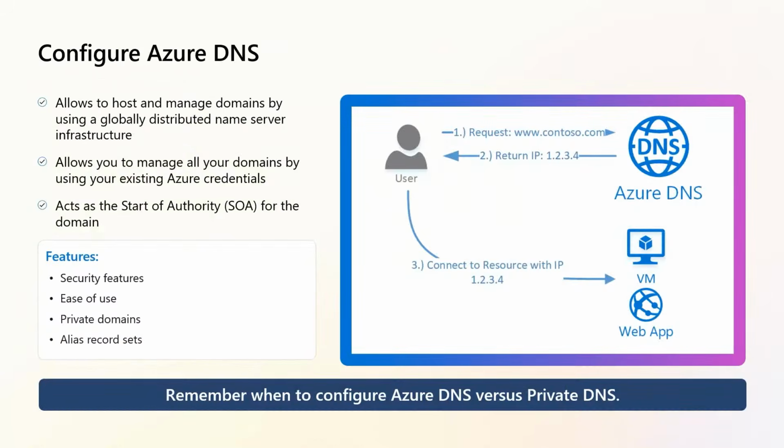Azure DNS lets you host and manage domains using Azure infrastructure. It acts as the start of authority for your domain and supports features like private domains and alias record sets. For the exam, know the difference between Azure DNS and private DNS. Azure DNS is public-facing, while private DNS provides name resolution within and between VNets without custom solutions.